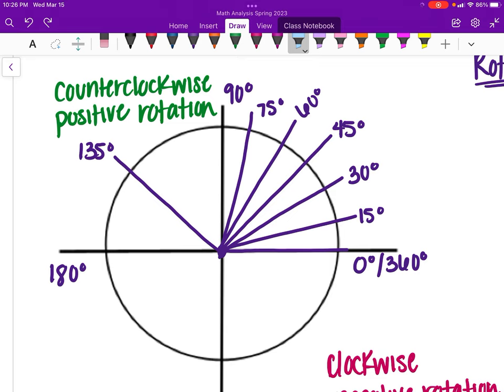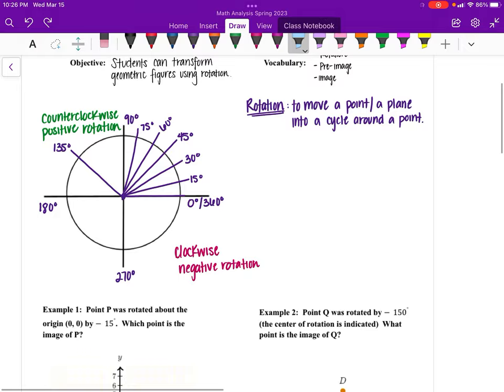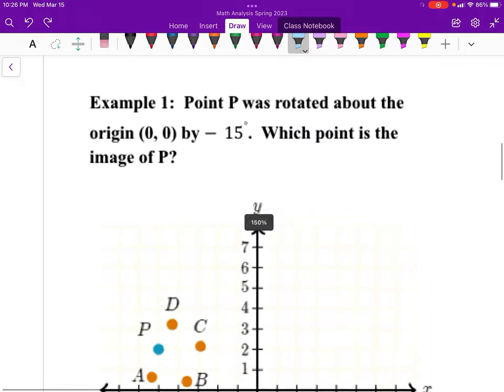So once again, guys, a few things to remember. Clockwise is negative. Counterclockwise is positive. All right. So let's go ahead and begin. And we are starting off in this case with example number 1.